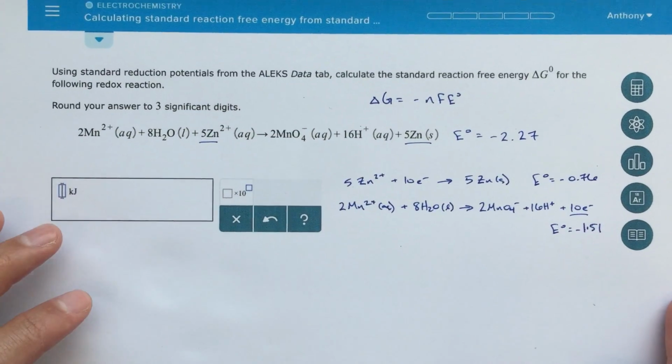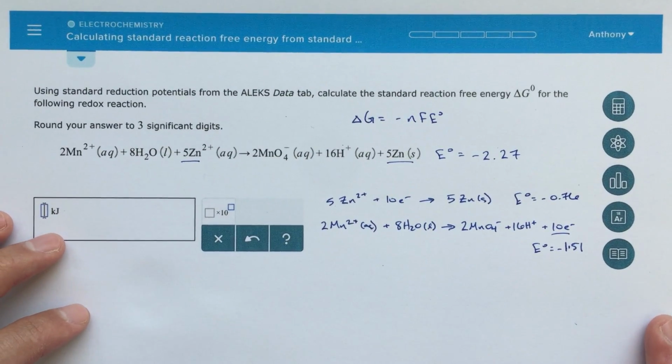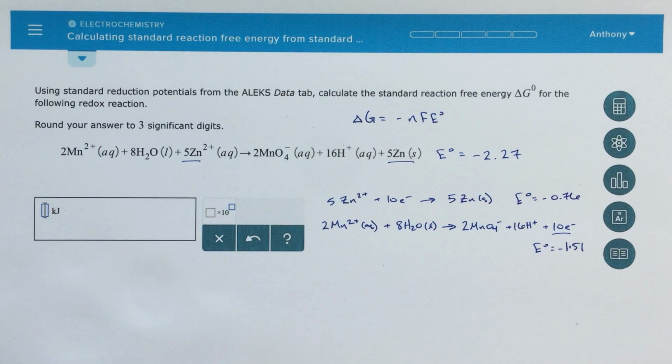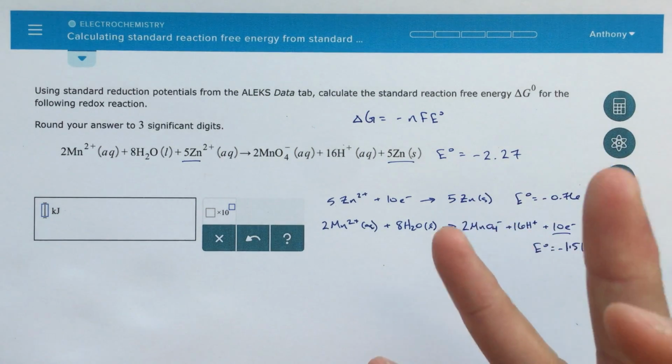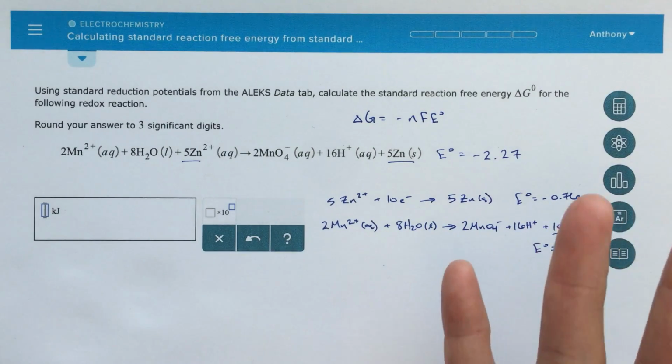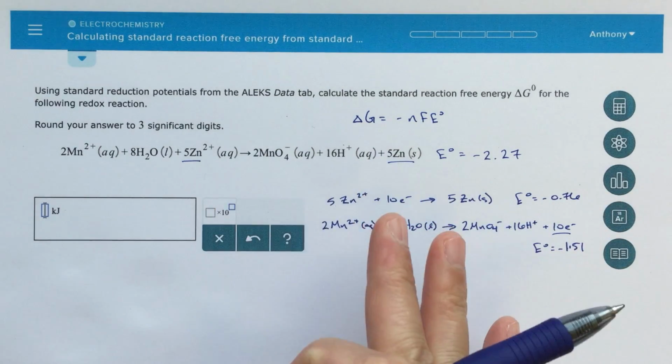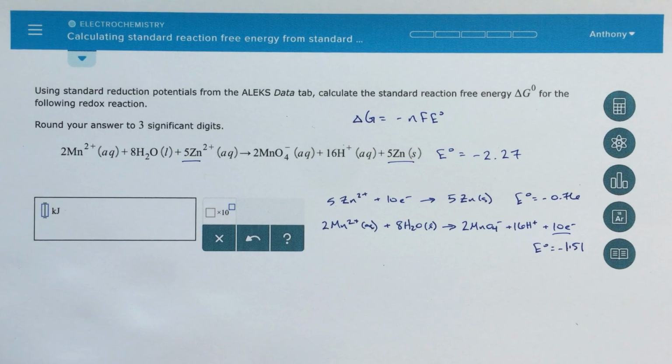So this is not a good reaction. It's not a good cell. It would not be spontaneous. It would be one way to sort of think about this. We're going to be looking for positive E values for reactions that will be spontaneous, for redox reactions that will be spontaneous as they're written. So this would be not good. The opposite would actually be good, but for this problem, we can still do it.